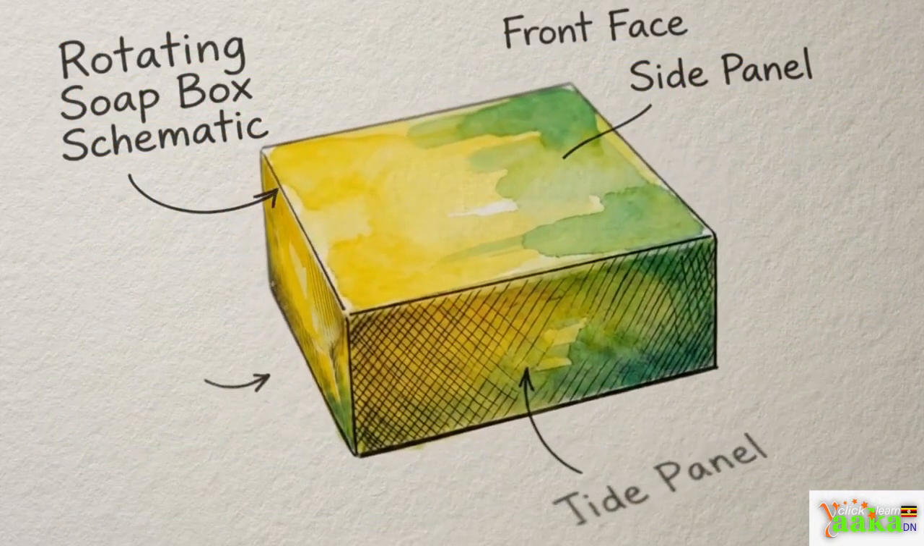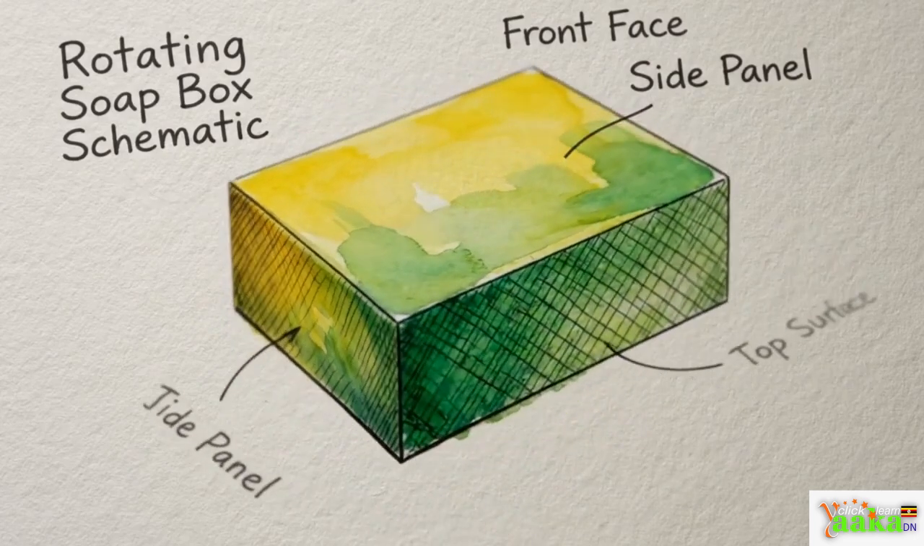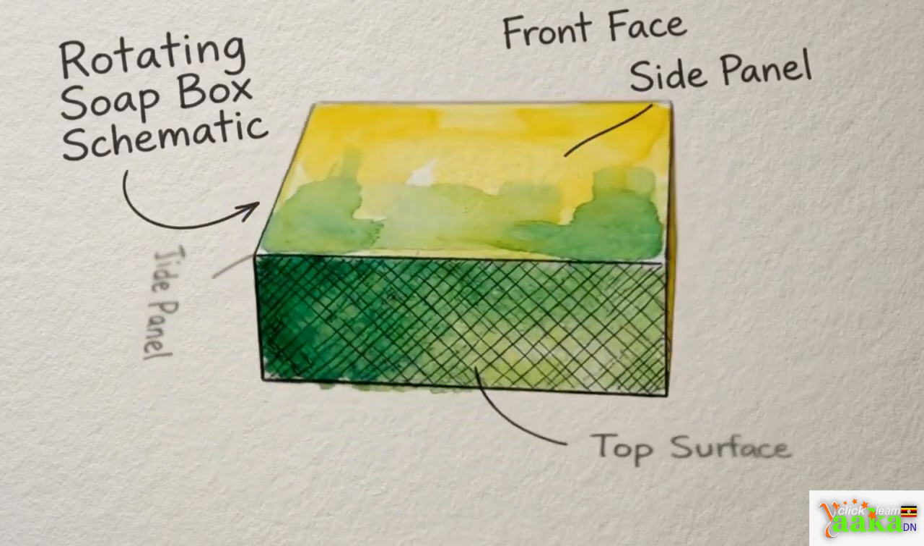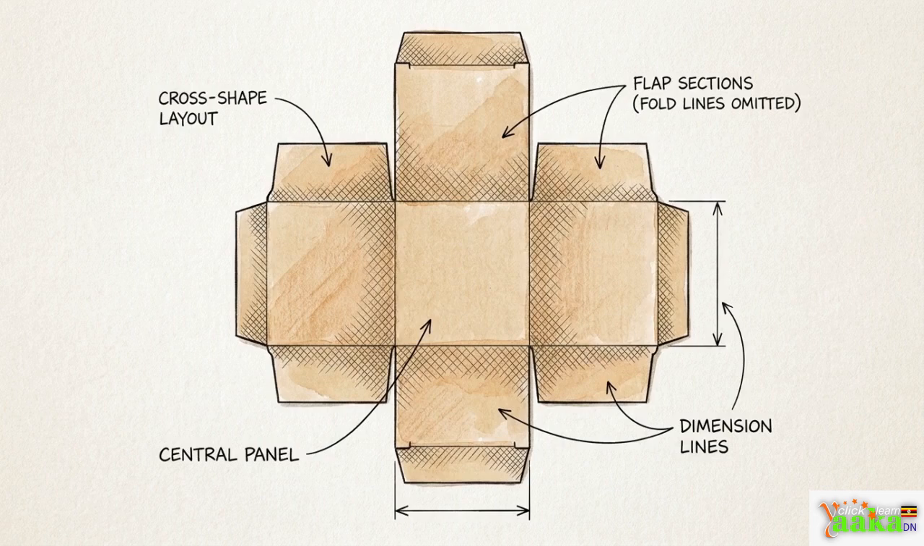When you pick up a box of Muquano soap or pour milk from a carton, you're interacting with a solid three-dimensional object. It has height, width, and depth. But every one of these containers shares a common origin. Before it was a box, it was a single flat sheet of cardboard.